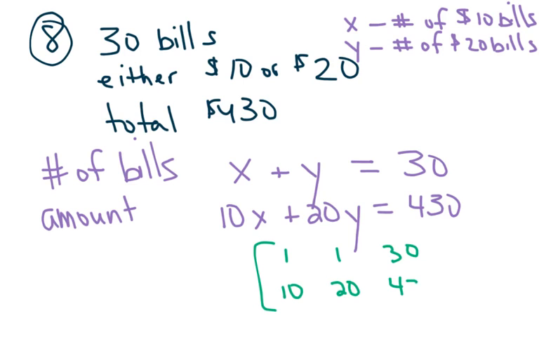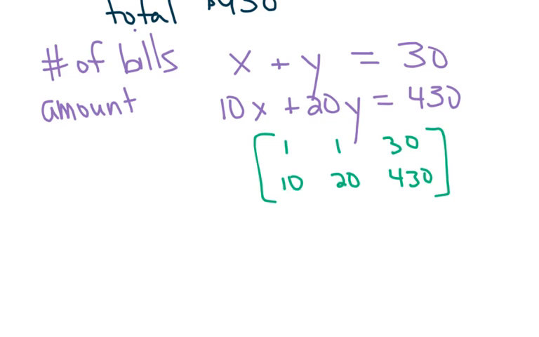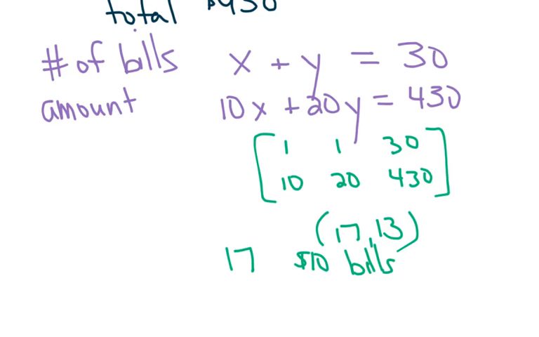I don't care. So if I do a matrix, there's my matrix, 1, 1, 30, 10, 20, 430. And when I plug it in and I do my RREF of that matrix, I'm going to find out that the answer is 17, 13. So there are 17 $10 bills, and there are 13 $20 bills.